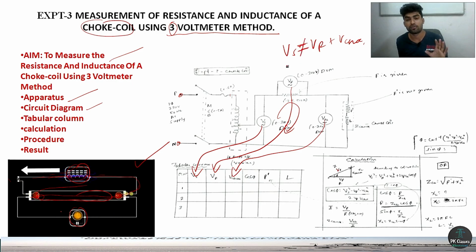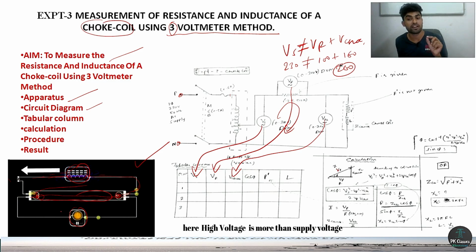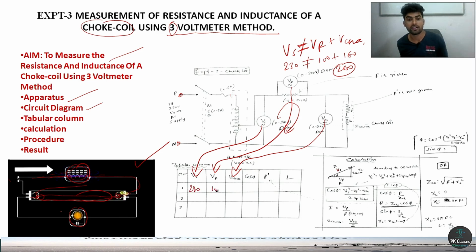It's not equal. For example, 230 you are giving, the voltage across resistance will be 100, here will be 160. Total how much? 260, right? Because the choke present opposes the supply voltage, I mean according to Lenz's law, right? Already I told you, the choke is for inducing high voltage at the time of starting, right? So that's why I'll be giving 230 over here, here 100, here 160. Based on these values, we are going to calculate the resistance and inductance of the choke coil.